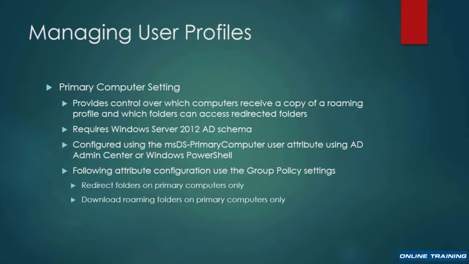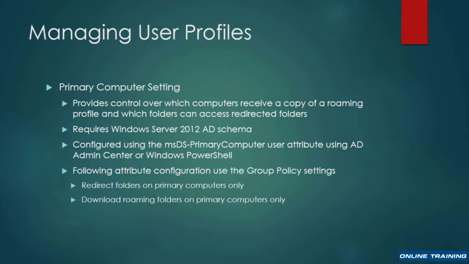And the primary computer setting gives us control over which computers receive a copy of roaming profiles and which computers can be accessing redirected folders. This does require the Active Directory schema for Windows Server 2012. I believe we've mentioned that at some point before. That simply means that you've got to have a 2012 domain controller. Okay? Nothing special else has to be done.